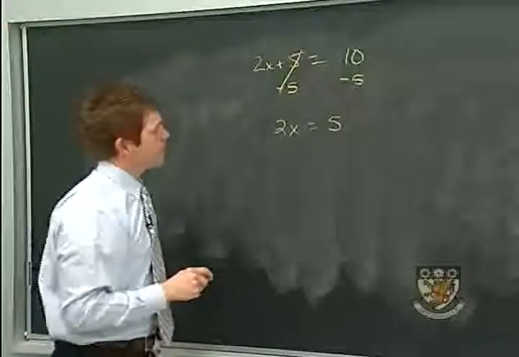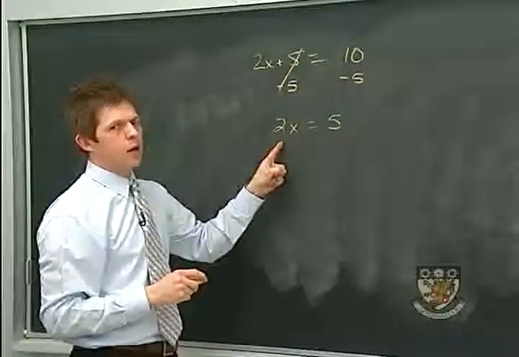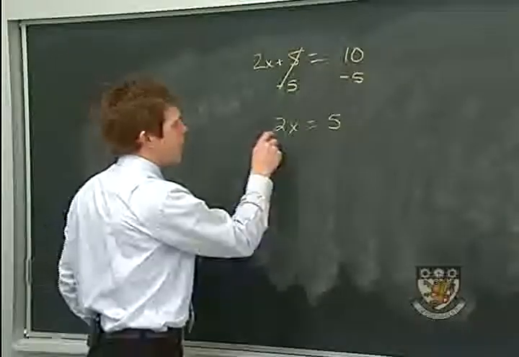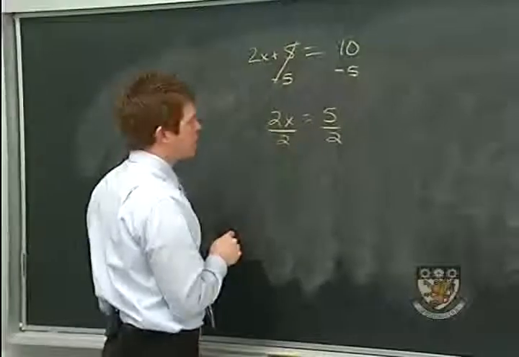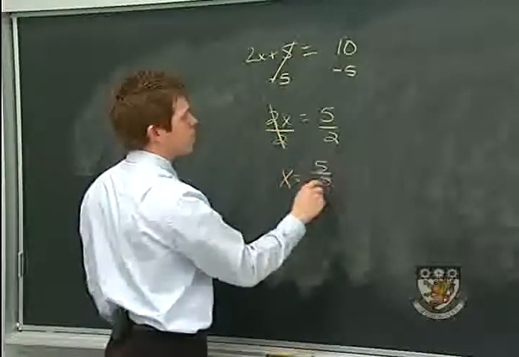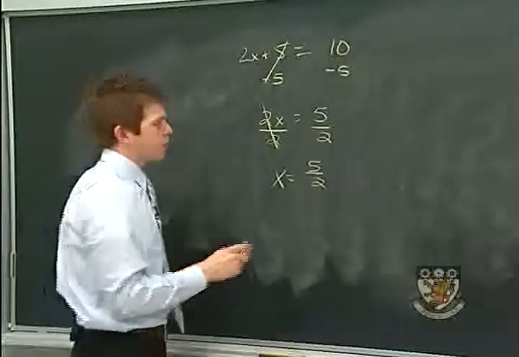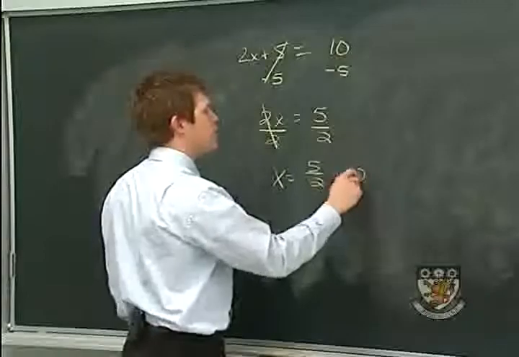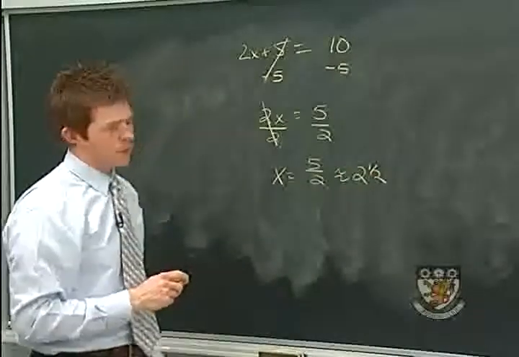The next step is it's 2 times x. So in order to isolate x, I have to divide both sides by 2 because the opposite operation is division. These will cancel out, and I end up with 5 over 2, that's okay. We've already learned how to change improper fractions to proper fractions. I divide 2 into 5, and I get 2 1/2. Mixed number, no problem.